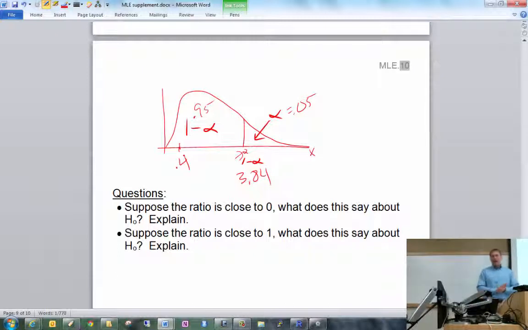Okay, so I have some questions here. Let's actually talk about the first question. Again, this lambda is always going to be between 0 and 1. So suppose the ratio, let's look at the second question. Suppose the ratio is close to 1. What does it say about H0? It's likely to be true. Why?